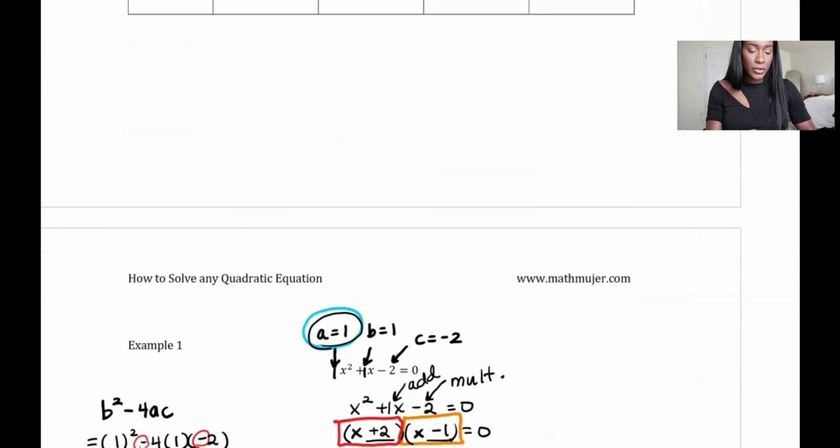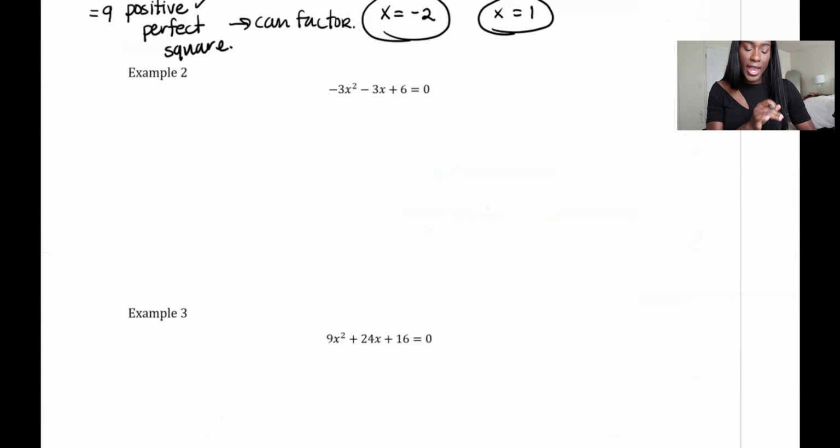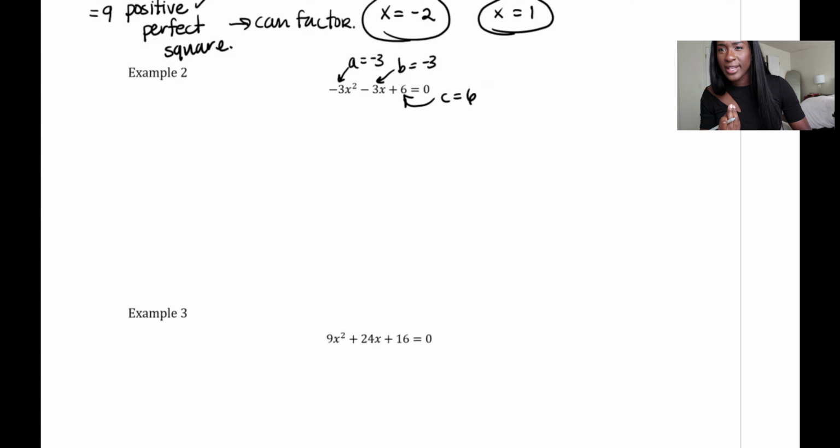So in example 2, we have -3x squared minus 3x plus 6. I'm going to get started by finding a, b, and c, and then calculating the discriminant. a is the number in front of x squared, so a is -3 here. b is the number in front of x, which is also -3, and c is the number that has no x with it, which is 6 in this example. Okay? Always make sure to take the signs with the coefficients, so take the negative with it.